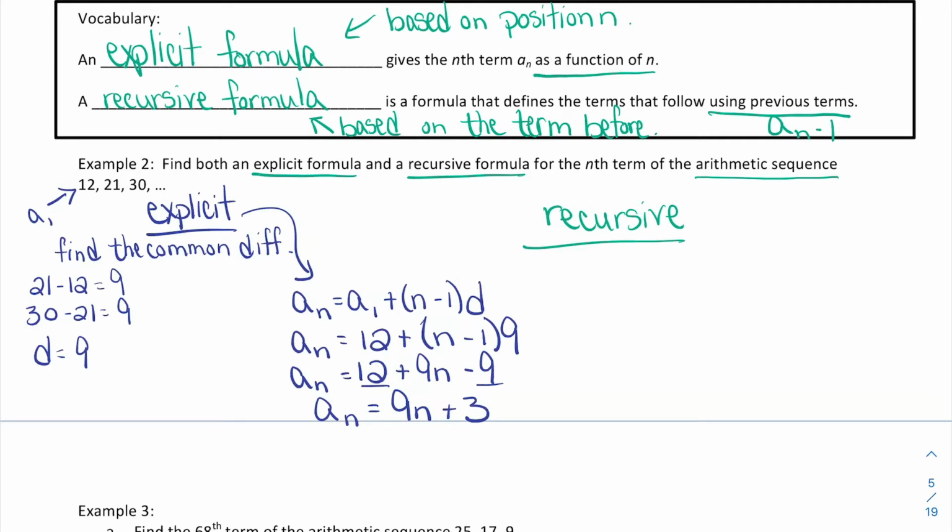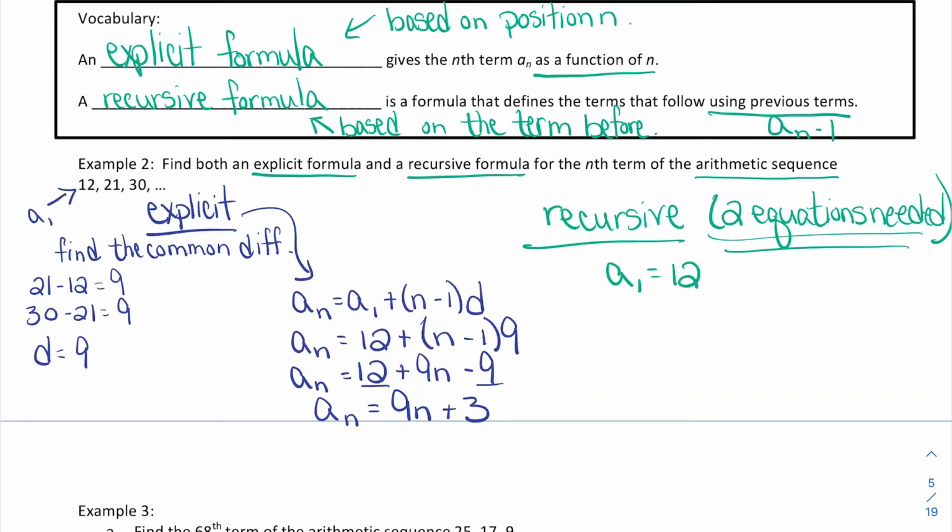So a recursive formula must have two equations. Two equations are needed. The first one is oh so simple. It's going to be a sub 1 equals 12. We literally need a starting point. We need a number to begin adding or subtracting that common difference to. So there's equation number one. And then equation number two, it's very simply this. A sub n is going to be a sub n minus 1 plus 9. That is a recursive formula. So you do need two equations. You need a starting term, and then you're going to take the previous term and add the common difference. And that's a recursive formula.